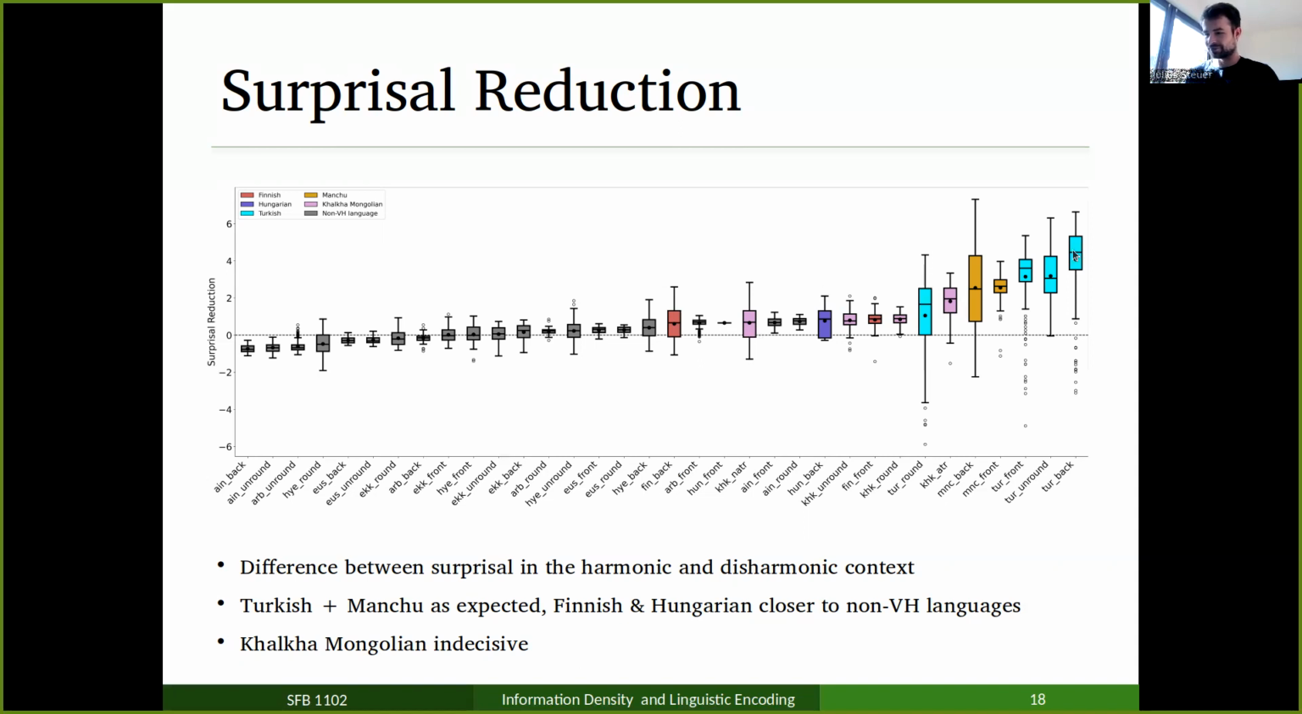But for Turkish, as you see, and also for Manchu, and for some features of Khalkha Mongolian, the effect is quite strong. And in all cases, the difference between harmonic and disharmonic forms was significant.